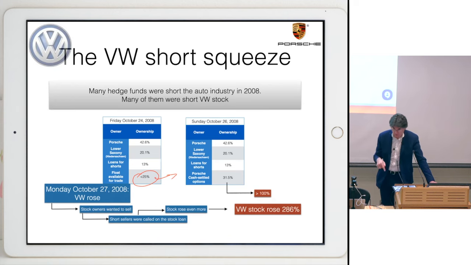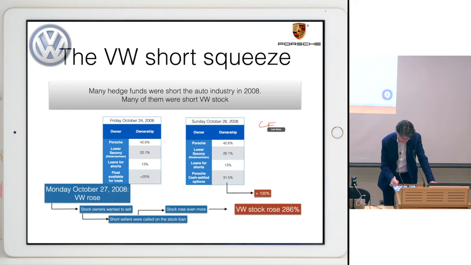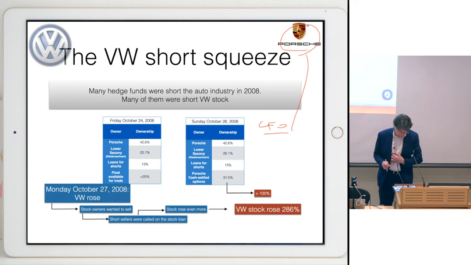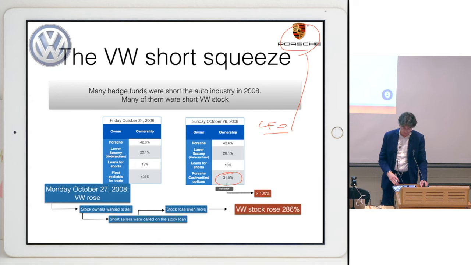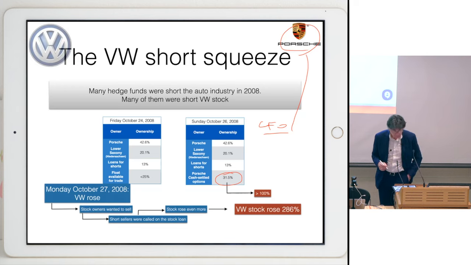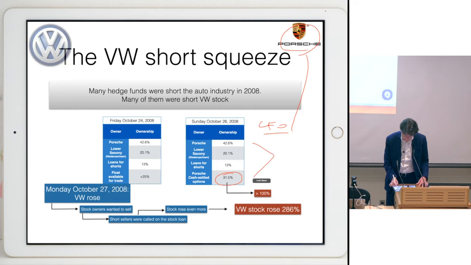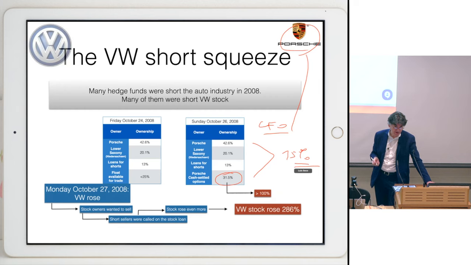You can be fried even if you look at it, as you're about to find out, because this was on Friday. Then on Sunday, the CFO of Porsche made a public announcement. He said that Porsche had bought cash settled options on Volkswagen stock to the amount of 31.5%, which will get them very close to 75% ownership, right? Part of their plan to take the company back. And of course, that year it was very easy to do that because the stock was very, very cheap.